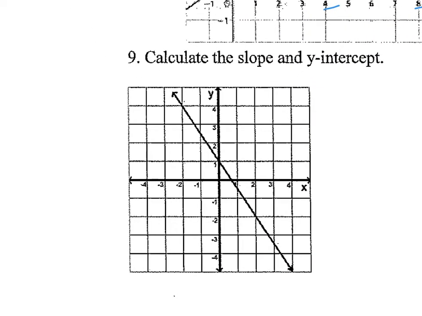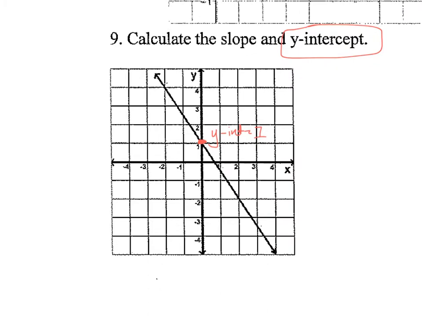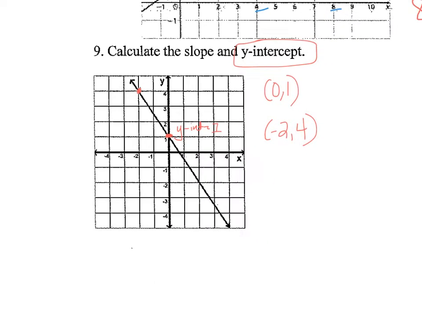On this one, calculate the slope and the Y-intercept. I always look for the Y-intercept first because it's easier. And then I can use that as a point to find my slope. So there's your Y-intercept, +1. And then I'm going to use that point. So that point's at 0, 1. And I'm going to use this point also. So -2, 4. Okay, same thing, X and Y, 1s and 2s. And use your formula to find your slope.